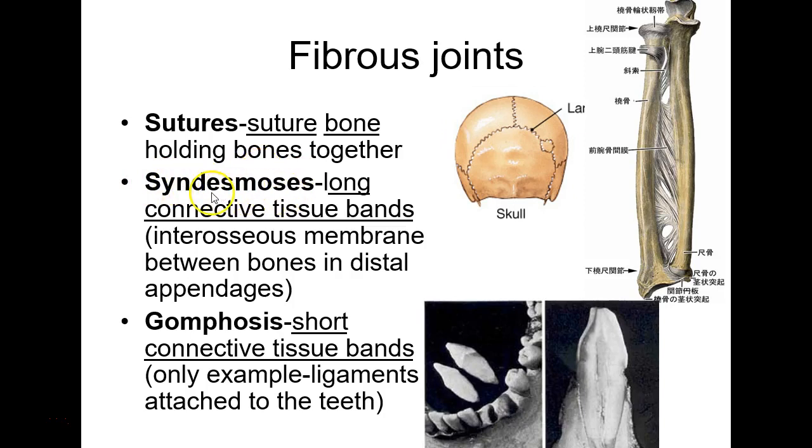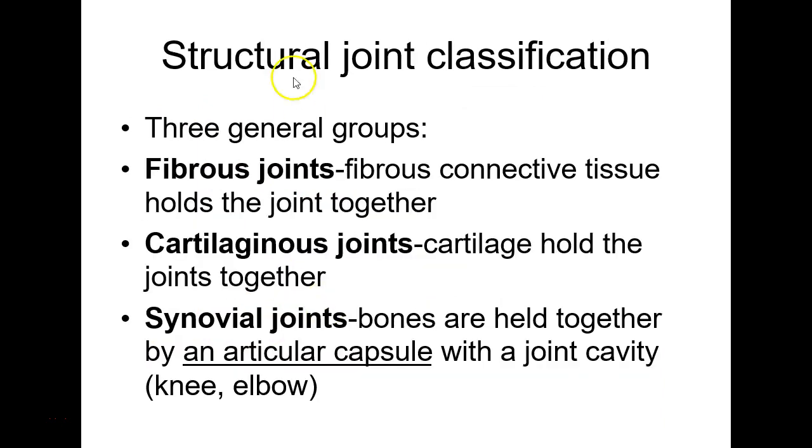This is a weird one: syndesmosis, long connective tissue bands. Remember that interosseous membrane I was telling you about? That's holding those two bones together, right? And it's called a syndesmosis. Syn means together; I don't know what the desmosis means. You'll look it up on Wikipedia, maybe they'll come up with something. You're probably just going to have to remember this one. So syndesmosis. Between the radius and ulna is a syndesmosis, held together by long connective tissue bands, and also between the tibia and fibula on the lower leg, held together by those connective tissue bands. So fibrous joints, you have three different types: sutural, syndesmosis, and gomphosis.